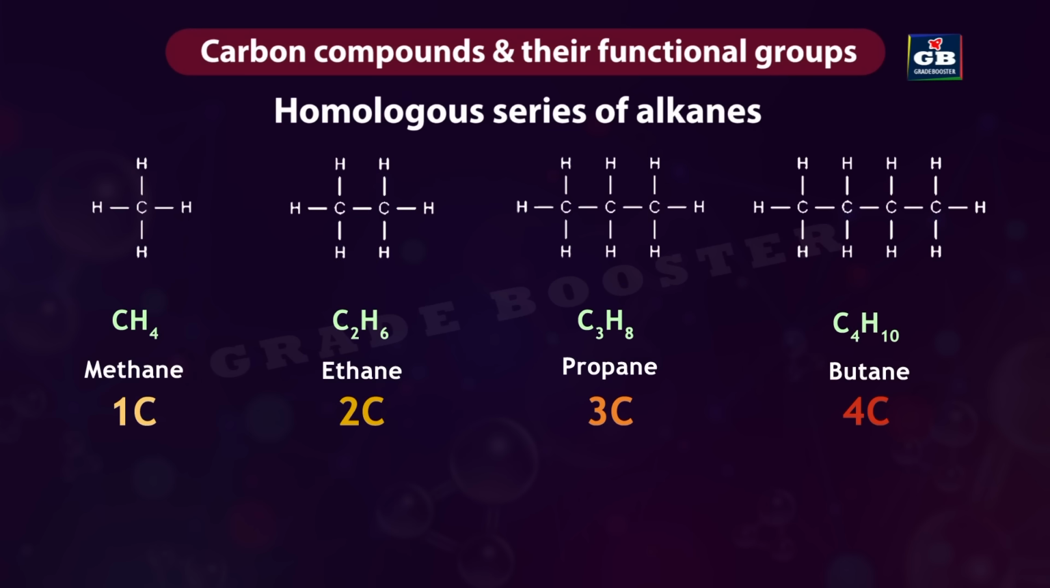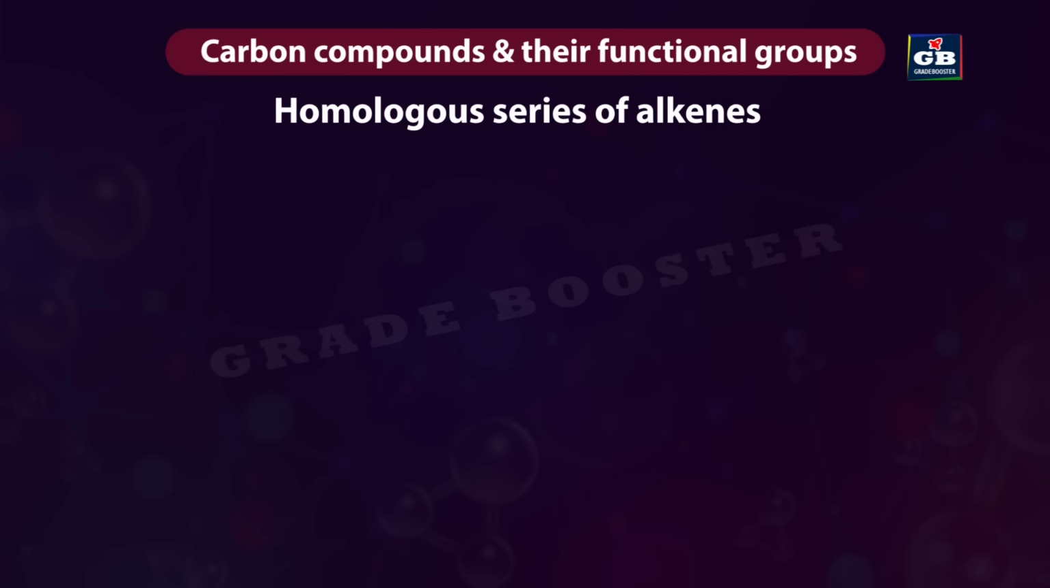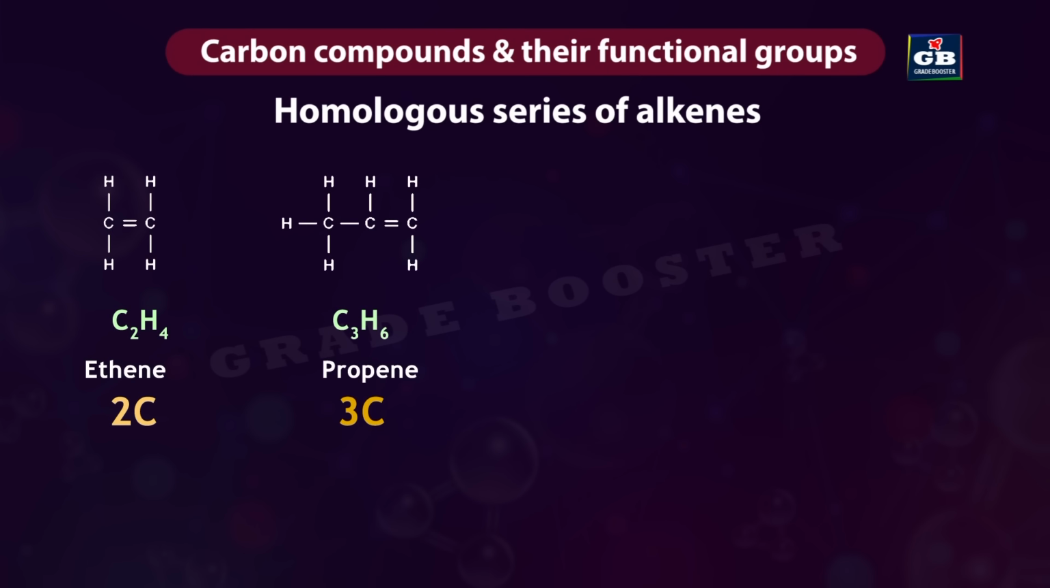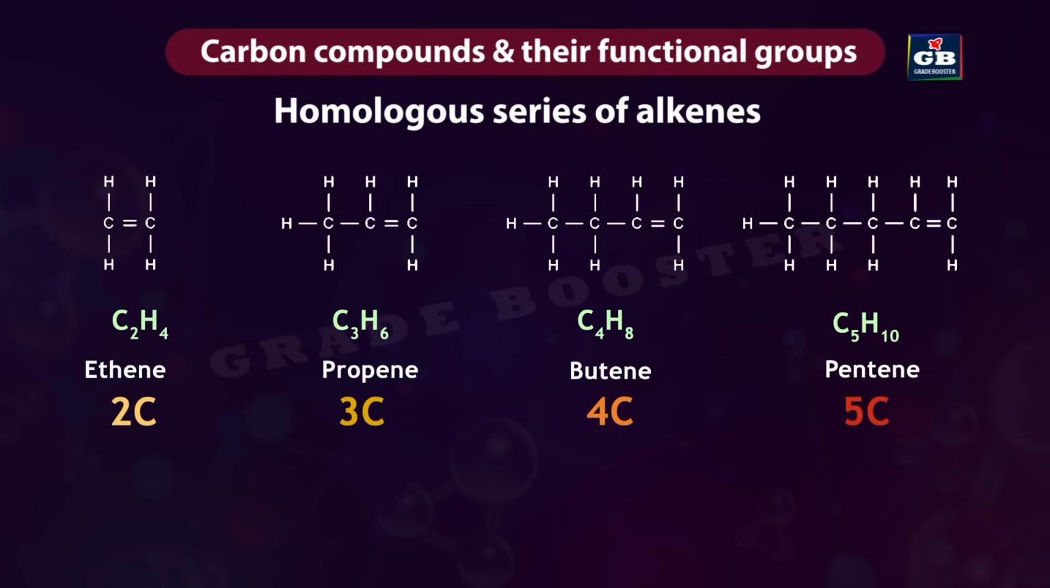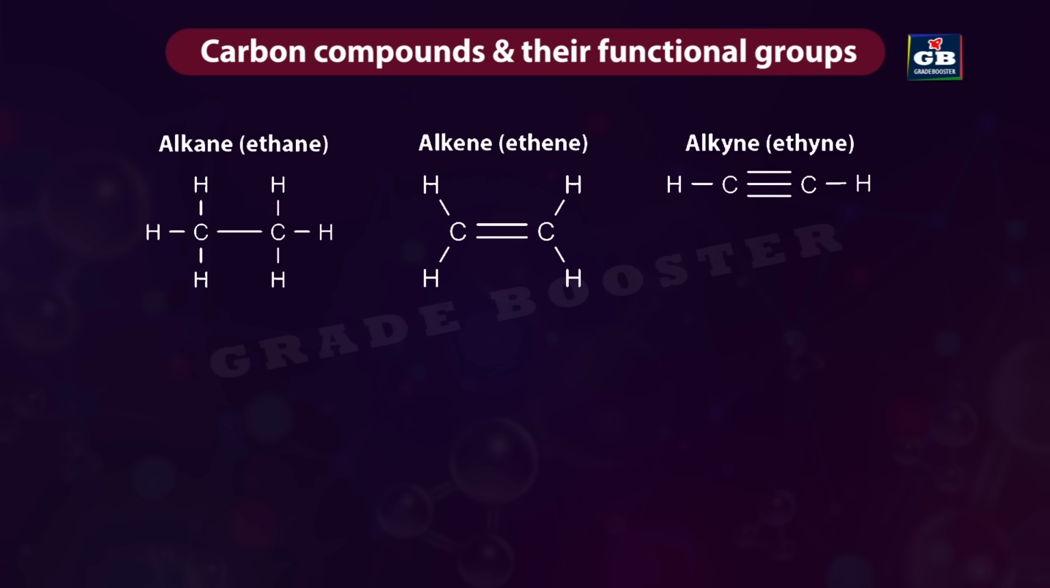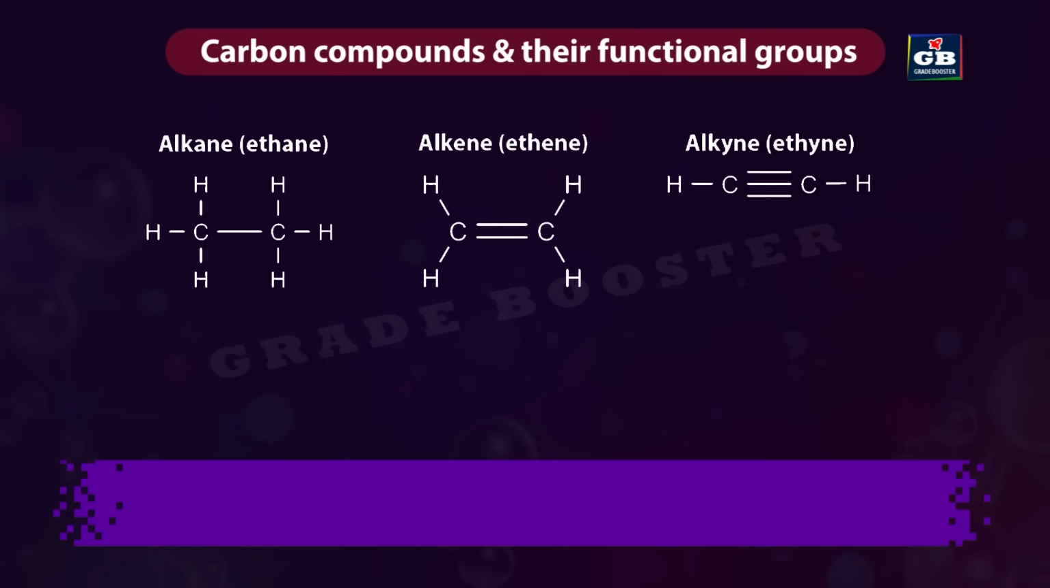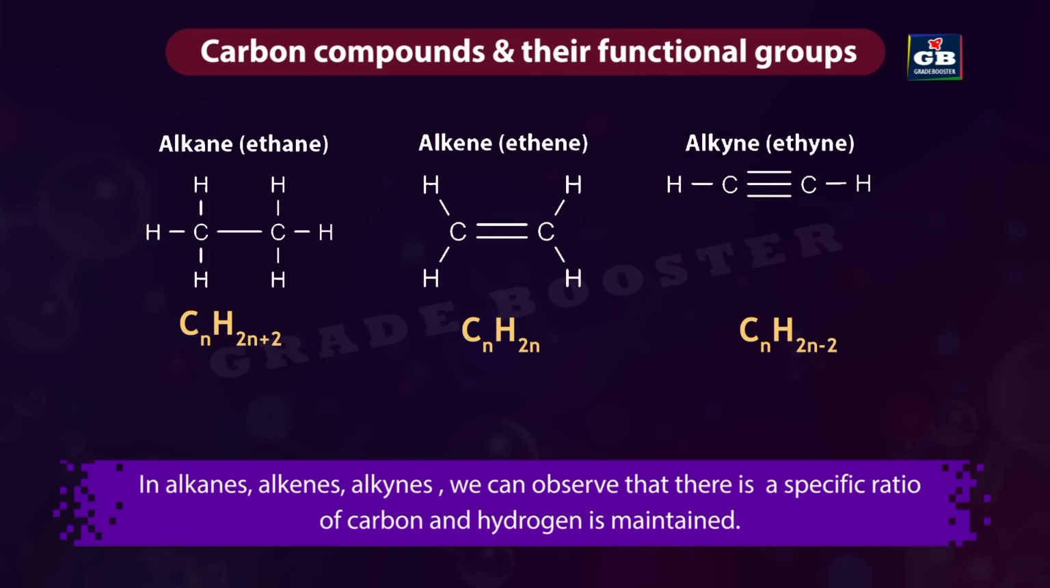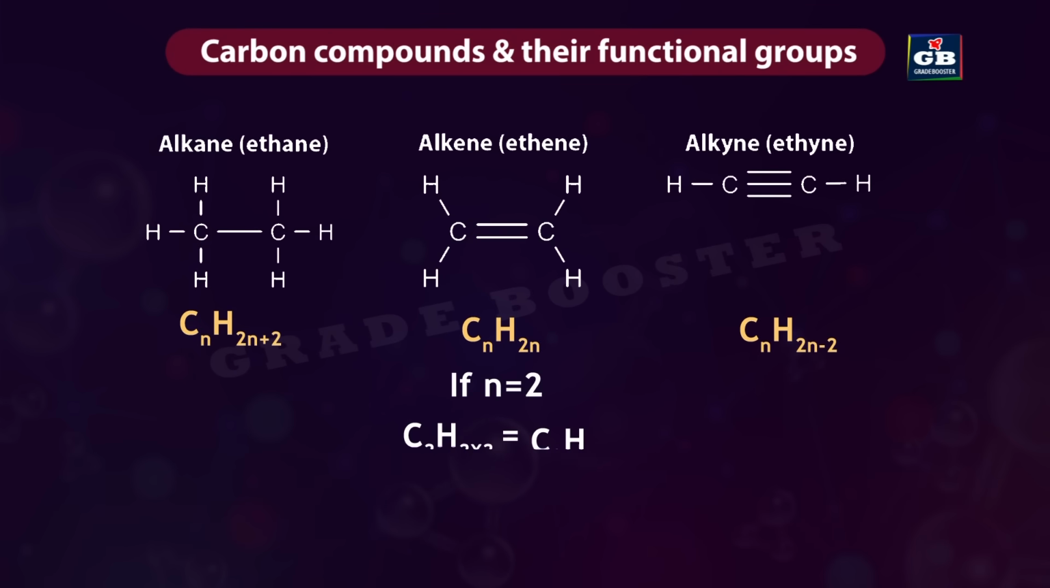The difference between each of these compounds is the difference in the number of units of CH2. This is the homologous series of alkenes: ethene, propene, butene, pentene. In alkanes, alkenes and alkynes, we can observe that a specific ratio of carbon and hydrogen is maintained. For example, in alkenes, CnH2n pattern is observed. If n equals 2, then the compound will be C2H2×2, that is C2H4.